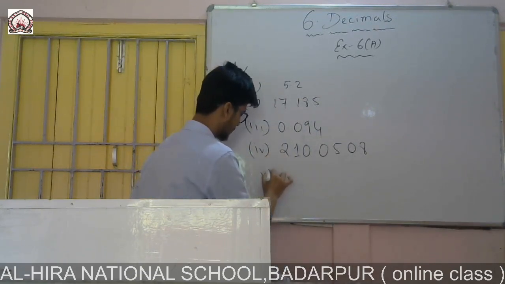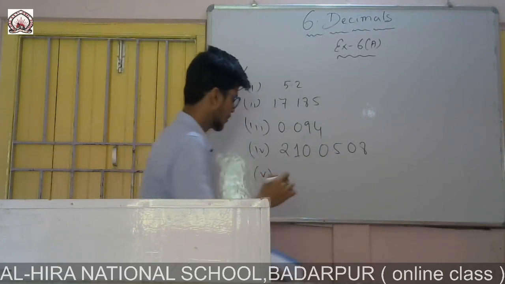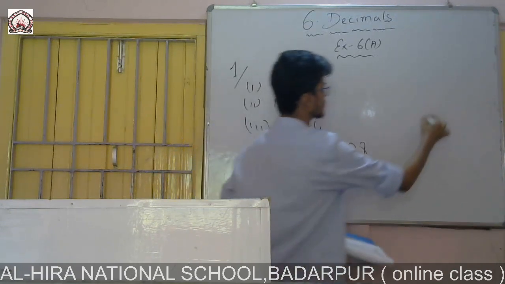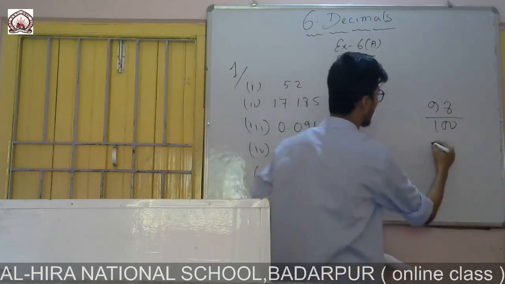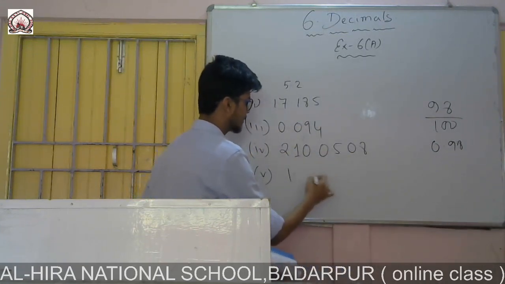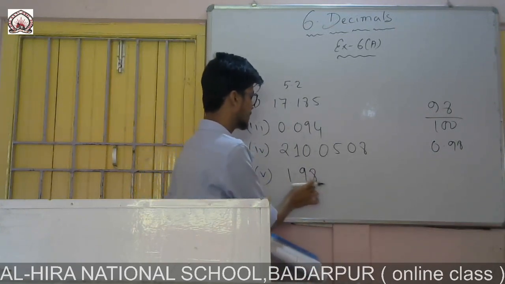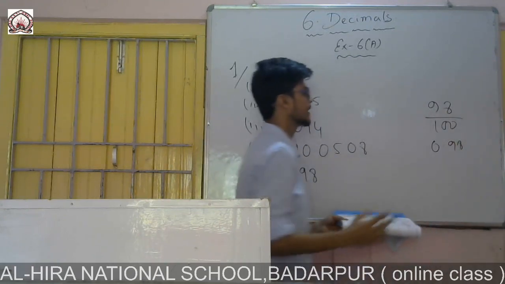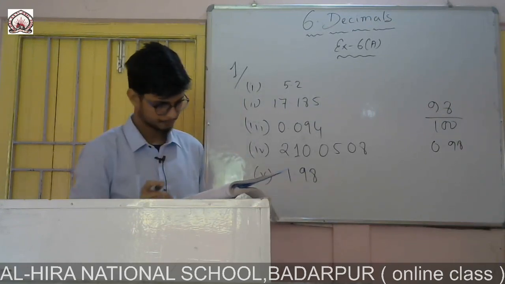Then Roman number 5, you see it is 1 and 98 hundredths. 1 and 98 hundredths means 98 by 100. If I write it in decimal it will be 0.98. So 1 and 98 hundredths means 1.98.